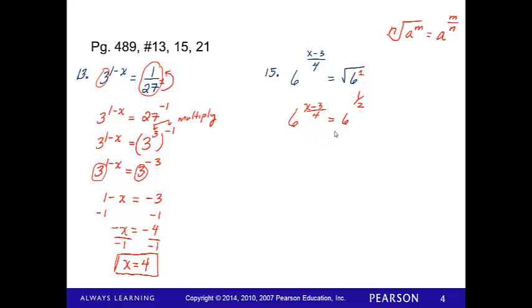Now my bases are already equal, so I can go ahead and set the exponents equal to each other. So x minus 3 divided by 4 equals a half. Multiply both sides by 4, and you have x minus 3 equals 2. And then add 3 on both sides, and you have x equals 5. And of course, you can plug this back in and check, and you'll see that it works.